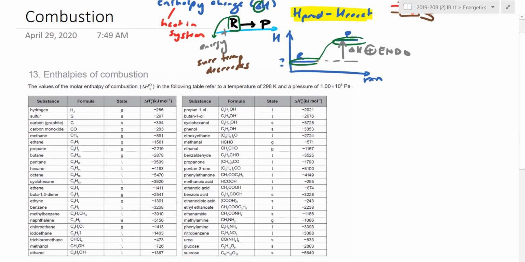Let me just summarize for you the 4 different ways that we've done so far. First way was calorimetry.